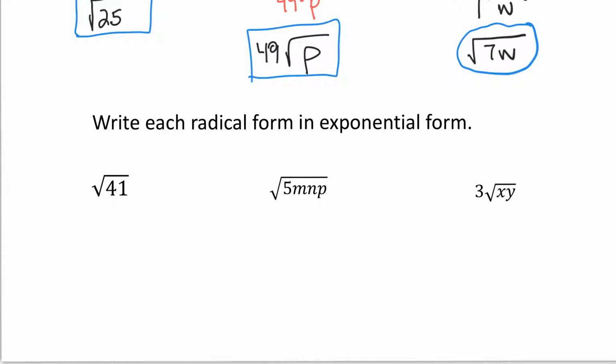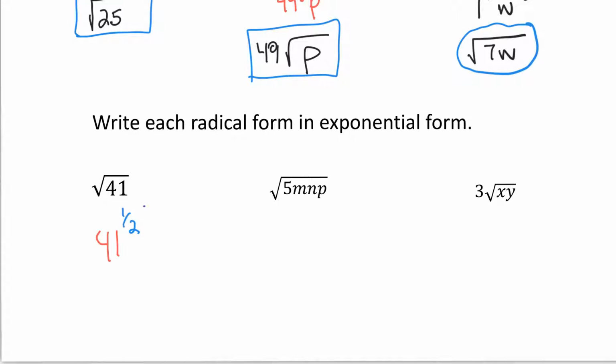Anything that goes inside of the radical, so you are going to take the number inside of the radical, which is the radicand, that's the name of the number. So I do have a 41 here, and I'm going to use an exponent of 1/2. So the square root of 41 is the same thing as 41 to the 1/2 power. And that's what we want.